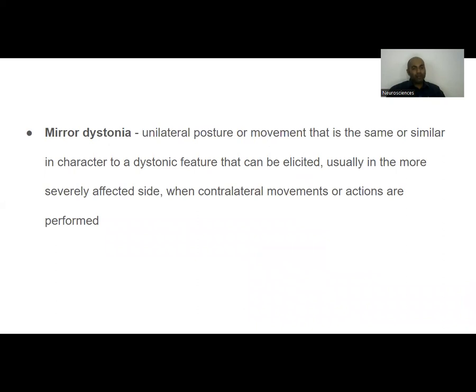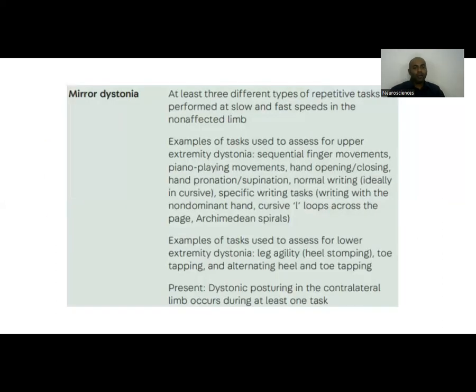Another core phenomenology of dystonia is mirror dystonia. Unilateral mirror dystonia is a unilateral posture or movement that is the same or similar in character to a dystonic feature, that can be elicited, usually in the more severely affected side, when the contralateral movements or actions are performed. Simplifying, for example, a patient has writer's cramp. If we make the patient write with the left hand, you see the affected hand and you can see these mirror movements. We'll come to that in detail.